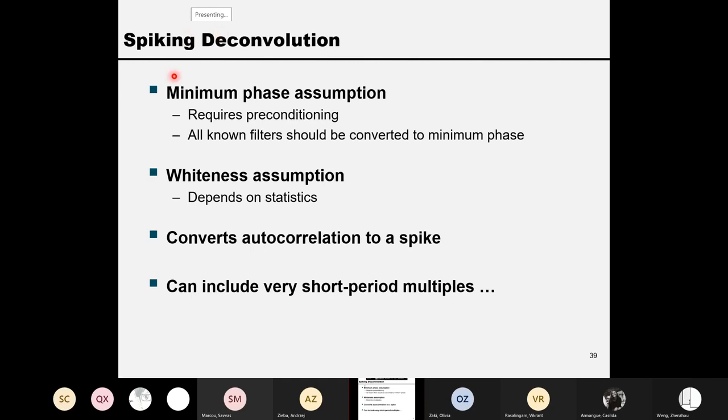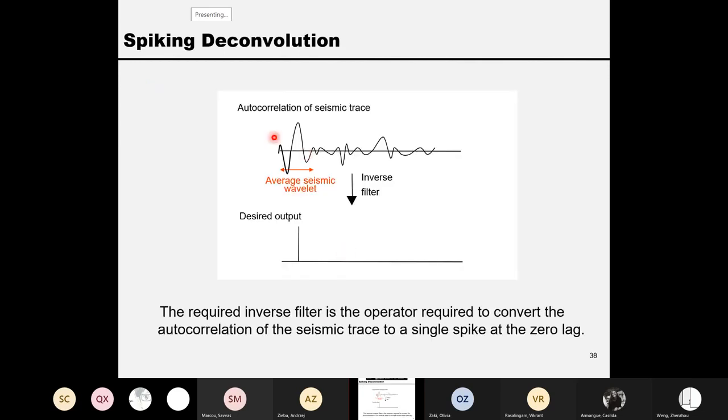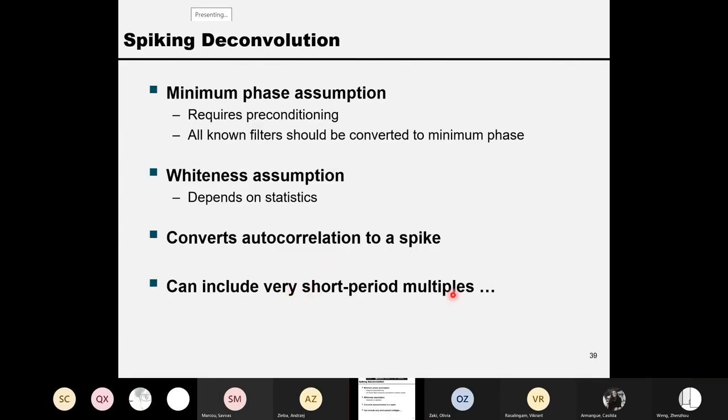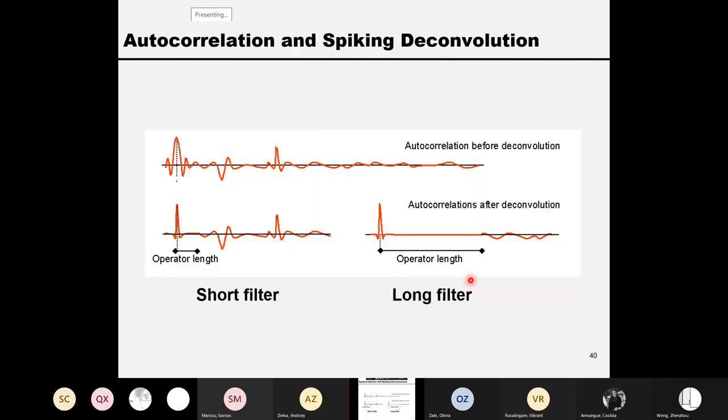The purpose of spark deconvolution is to convert autocorrelation to a spike. I showed the diagram, right? You have autocorrelation and try to convert it to a spike. Of course, the first part here may also include some periodic multiples, the bubbles, the next layer again, right? You can treat it as a part of a source signature.